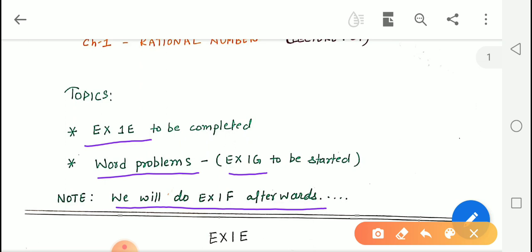The second query was whether we have to do the exercise in the sequence given in the exercise or as per the sequence in which you are teaching. Yes, beta, you have to do as per the sequence in which I am teaching, because I am taking your problems difficulty level wise. So my sequence will not be the same as per the book, but it is difficulty level wise. So you continue with the same sequence in which I am teaching you. Thank you. Let us start today's work.